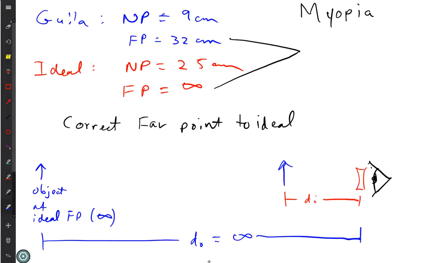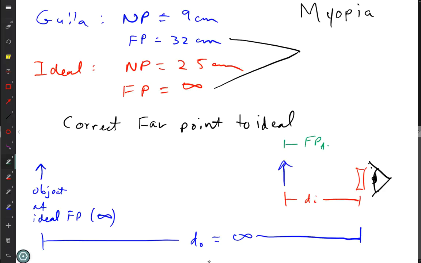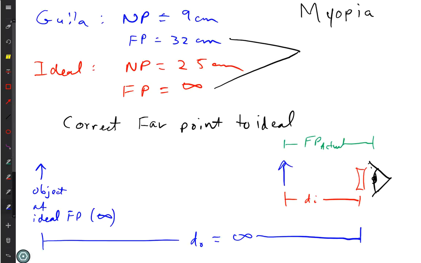Now I have to do a few more things to make sure we've got things right. The far point is measured from the eyeball. The distance image is measured from the lens. So if I've run out of space. My distance object is infinity. What is the actual value of the distance image?